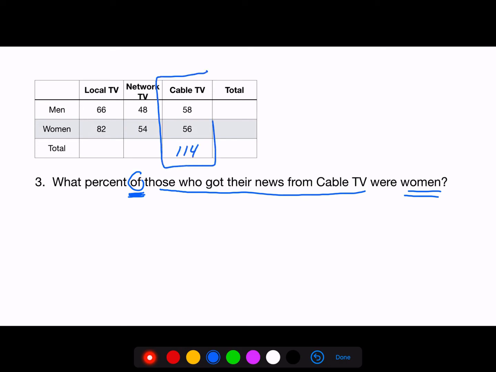This is the only group we're interested in, and so we're going to use 114 for our denominator. And of this group, we want to know what percent were women. 56 were women, so to change this to a percentage, 56 divided by 114 multiplied by 100% gives us 49.1%.